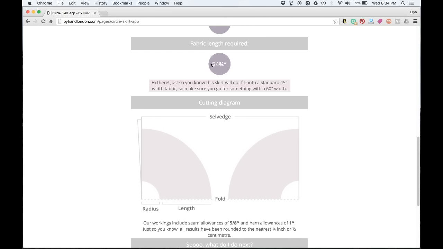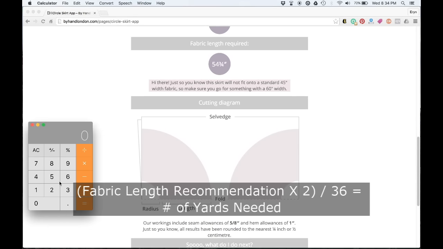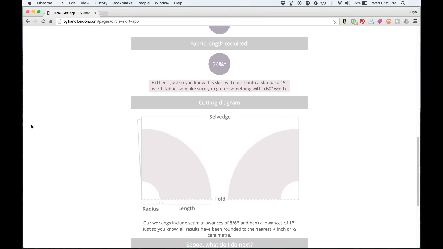So you need to double this length. So I'm going to round it up to 55 inches times 2. And then divide that by 36 inches because there are 36 inches in a yard. That will tell you how many yards of fabric you need. I don't feel like doing this in my head right now. So I'm rounding my fabric length required number up to 55, and I'm times 2 because I'm cutting 4 panels. And then I'm dividing this number by 36. So I need 3 yards of fabric. And that's all that you have to do.